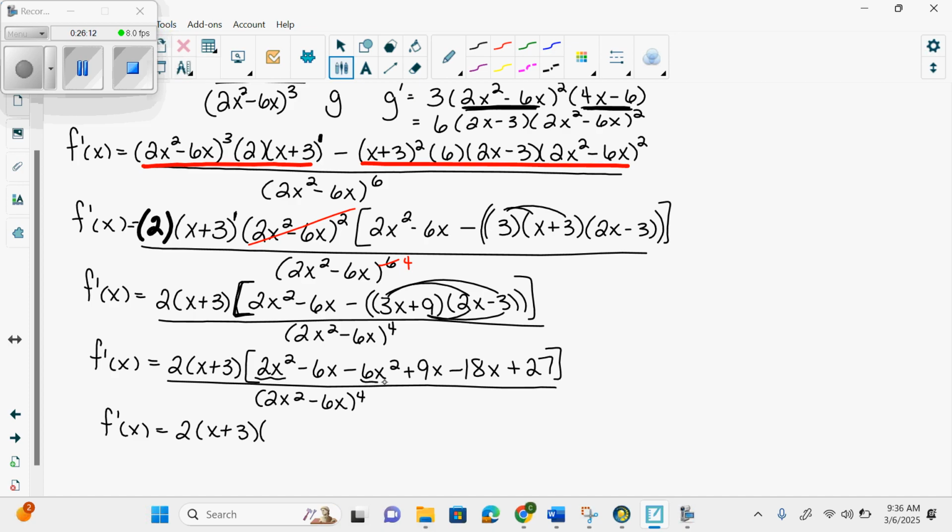So 2x squared minus 6x squared, negative 4x squared. Negative 6x plus 9x is 3x. Minus 18x is minus 15x. Plus 27. And I can't factor that.